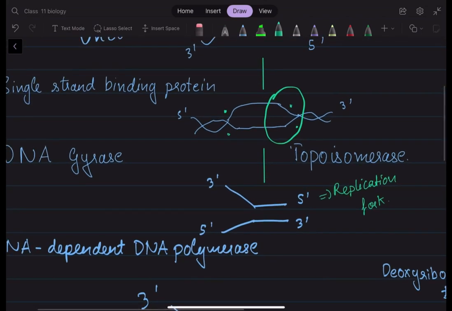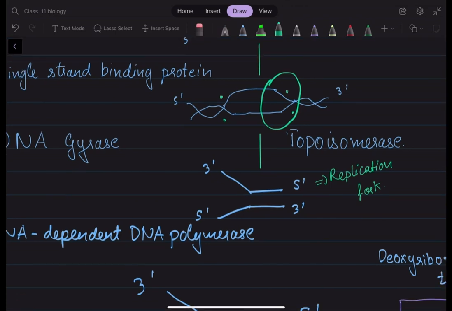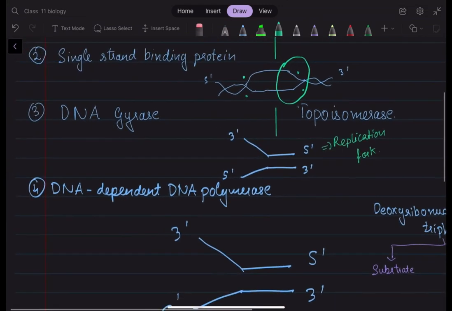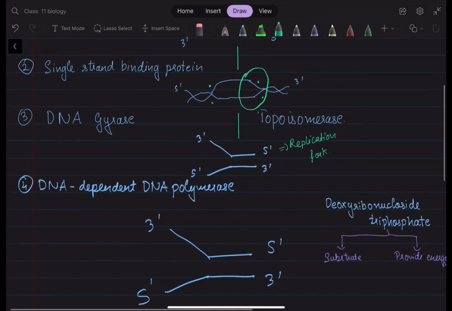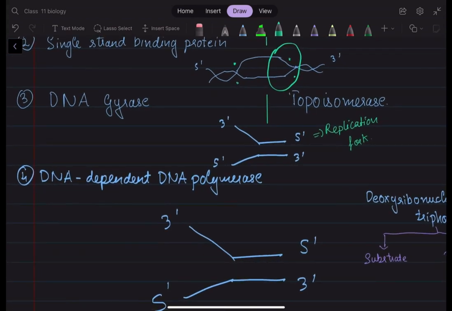Now let us just assume that we have the 3' end here, 5' end here, 5' end over here, and 3' end over here. Now comes the real and the main enzyme, that is the DNA-dependent DNA polymerase. We call it DNA-dependent because it uses the previous strand of DNA to make the new strand of DNA.